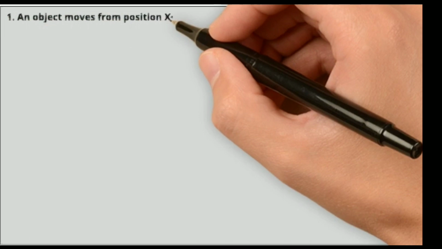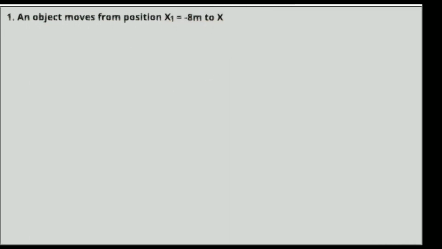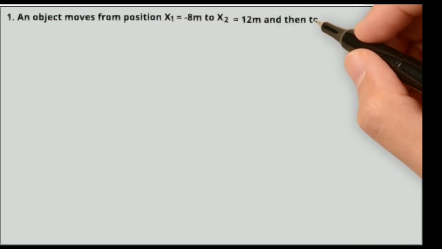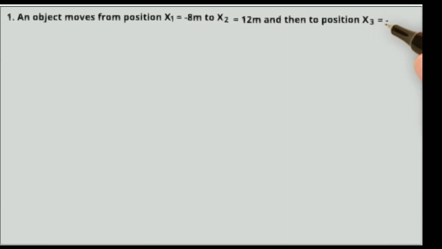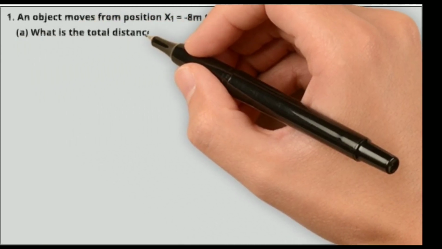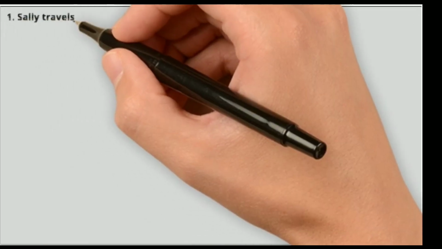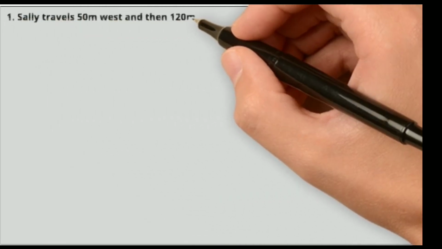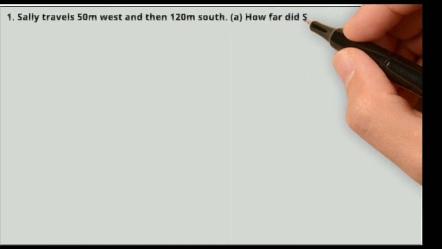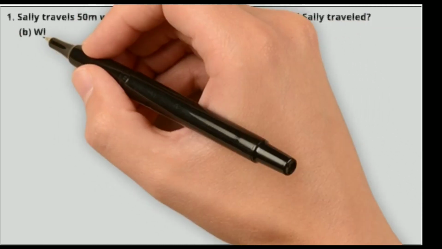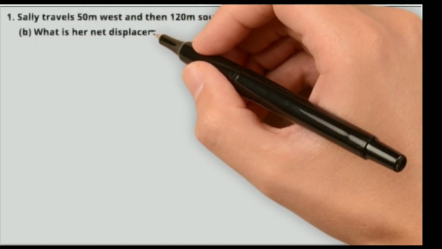So I'll give you now some problems to work on about the distance and displacement. Problem number 1. An object moves from position -8 to 12, and then to position -20. What is the total distance traveled by the object, and what is the displacement? Number 2. Sally travels 50 meters west, and then 120 meters south. How far did Sally travel, and what is her net displacement?